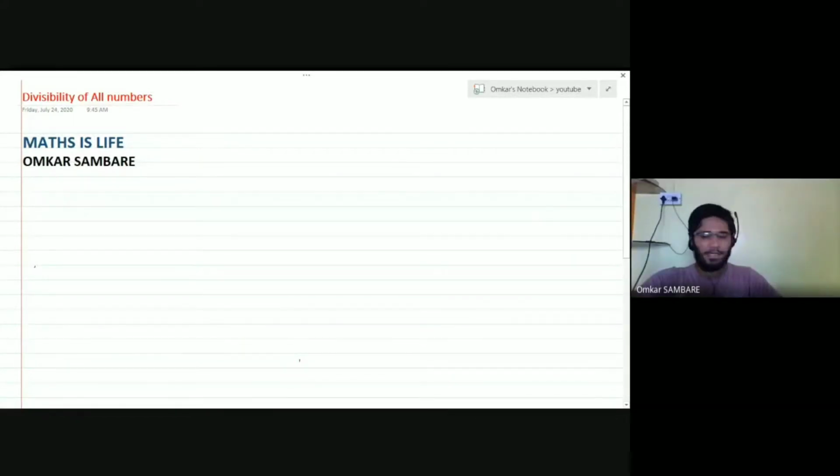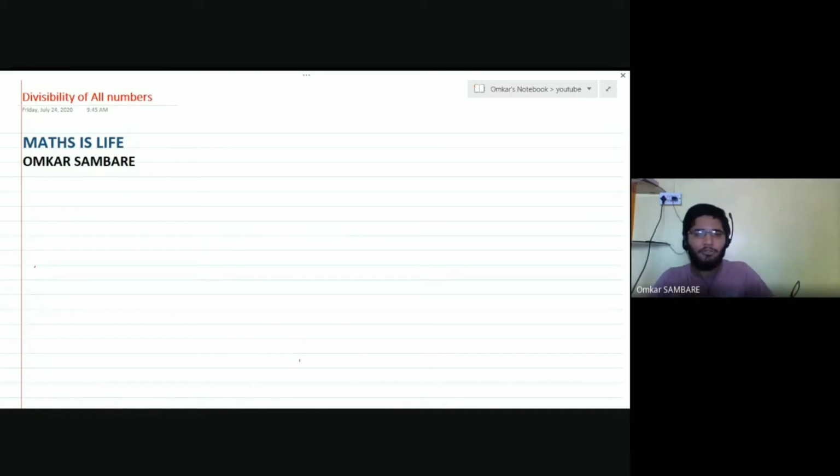Hello everyone. In this video we will see about divisibilities of all numbers, not specific numbers only 2, 3, 5, 7, 11. Not only these numbers, we will see for all numbers, not necessarily one digit numbers, two digit numbers, even larger and larger numbers. How to create divisibility for that, we will see that.